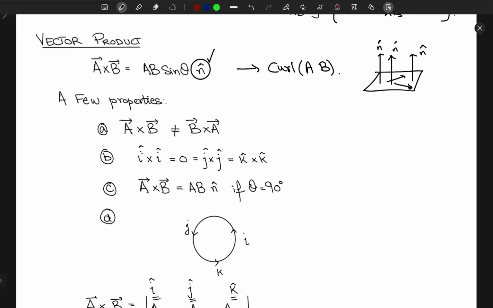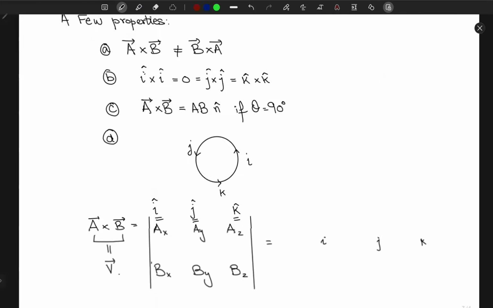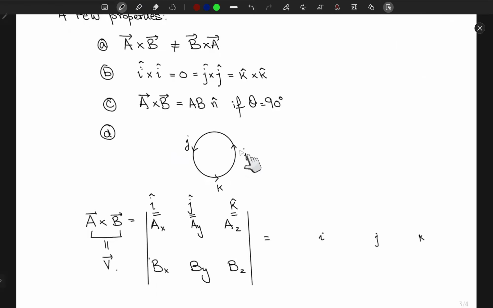Okay, perfect. Now, this is not really a property. It's just a cyclic rule from which you can remember how to find the cross product between I and J and K and I and so on, right? Are you aware of how this circle works? Okay, I'll tell you.